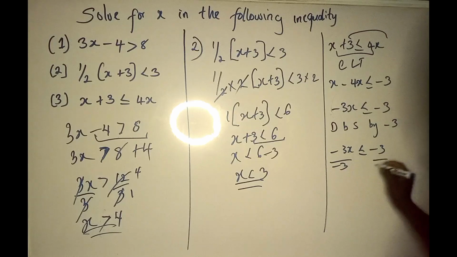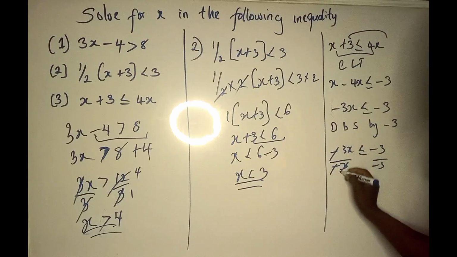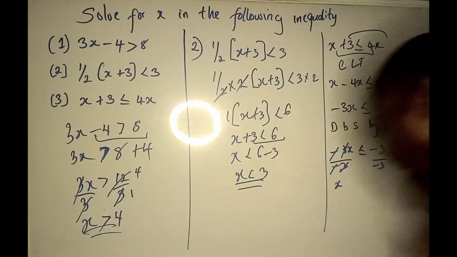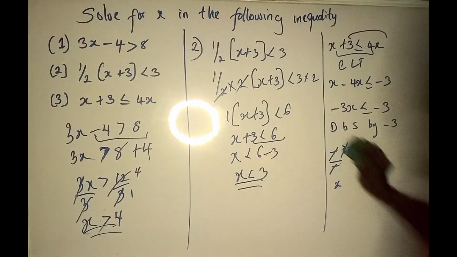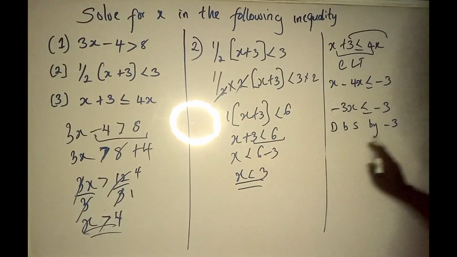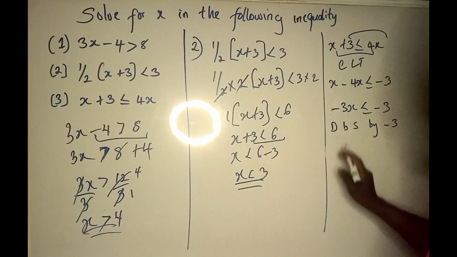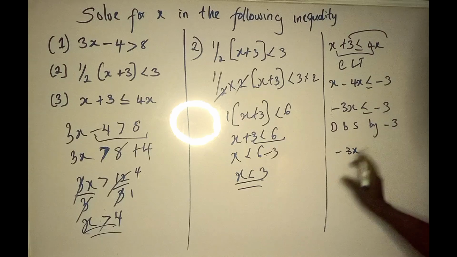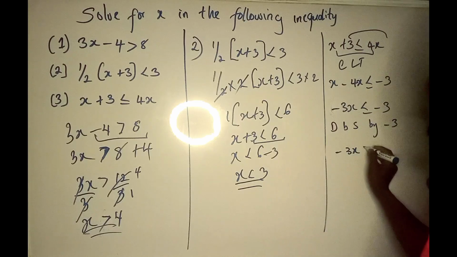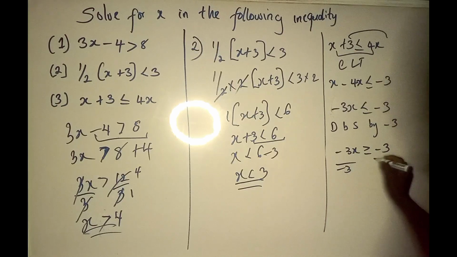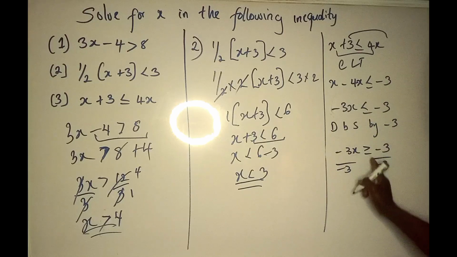Divide both sides by minus 3. So we are now going to have minus 3x, and the sign is going to change to greater than or equal to minus 3. Okay, so divide both sides by minus 3. Don't forget, formerly we have less than or equal to, now we are having greater than or equal to.